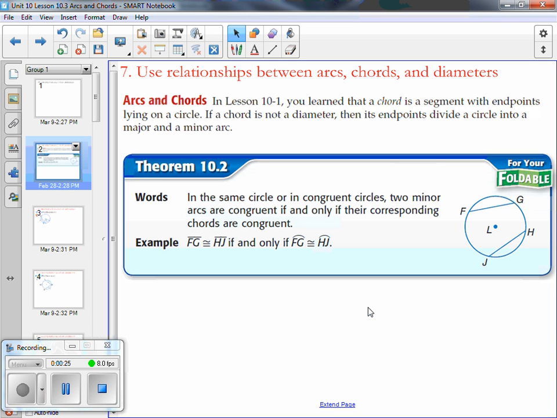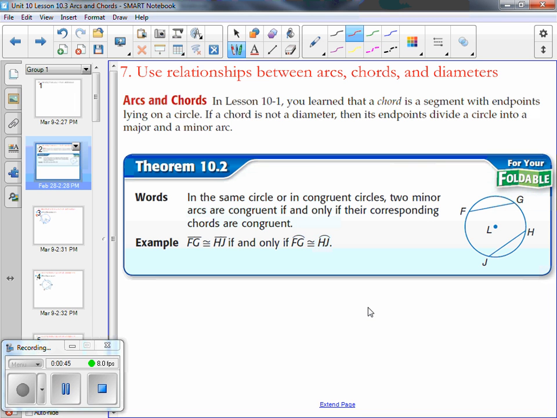All right, got it. If a chord is not a diameter, because it could be, right? The definition of a diameter is a chord that goes through the center of the circle. But if a chord is not a diameter, then its endpoints divide a circle into a major and a minor arc. Here's what they're talking about.